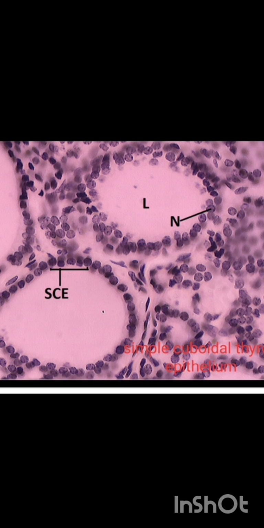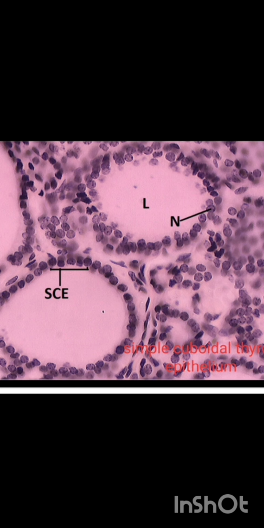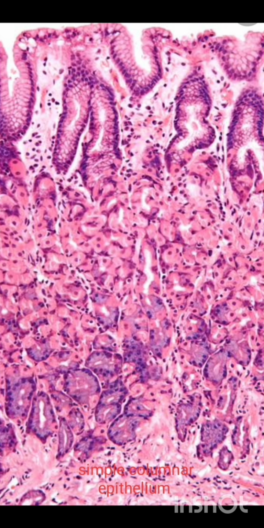This tissue is present in the thyroid vesicles, salivary glands, sweat glands and exocrine pancreas. It is also found in the intestine and tubular part of the nephron, that is kidney tubules, and microvilli that increase the absorptive surface area. Their main function is secretion and absorption. This picture is shown in your textbook.